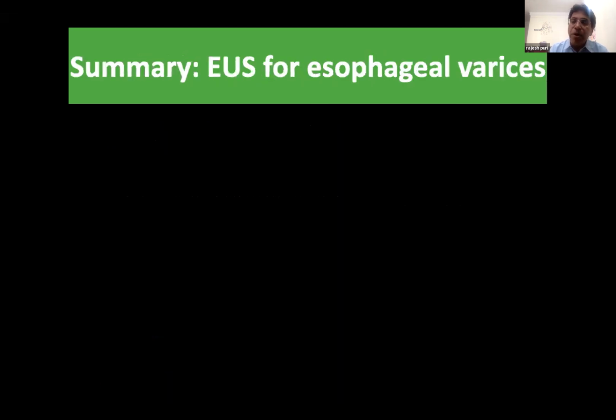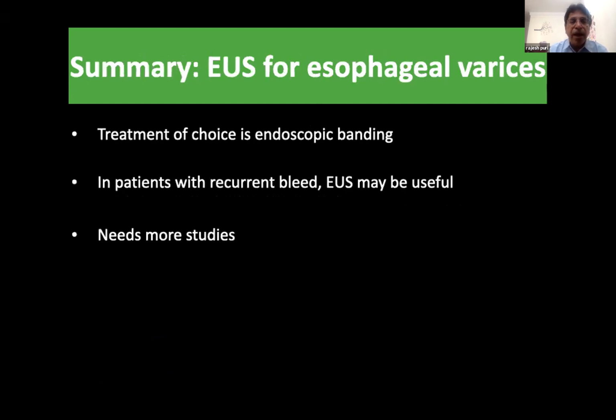So in a nutshell, because the data is very scanty, I think the treatment of choice for esophageal varices is still banding and EST, but in a patient who has a recurrent bleed, EUS may be useful. We require more data.